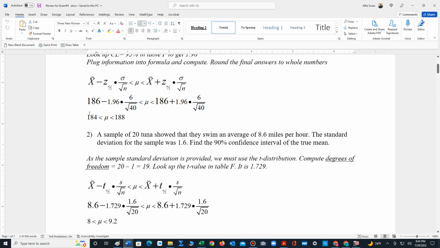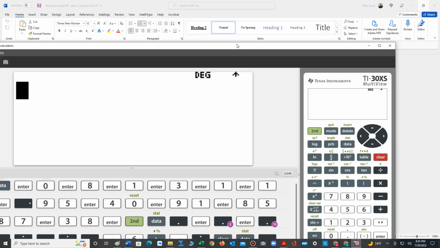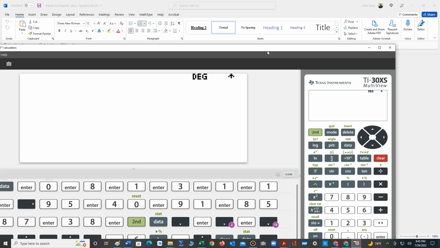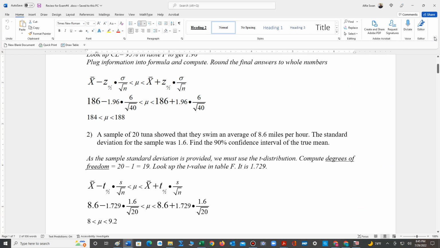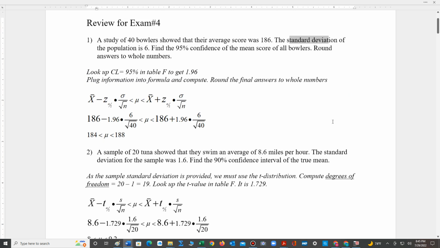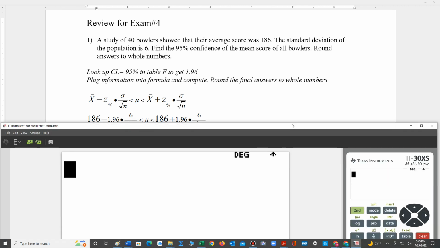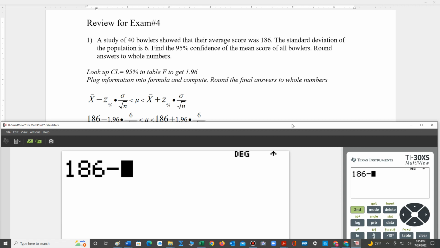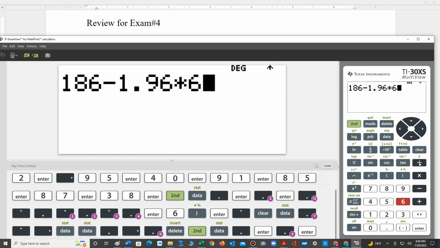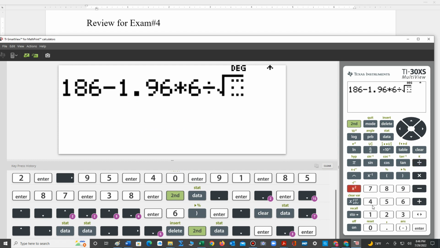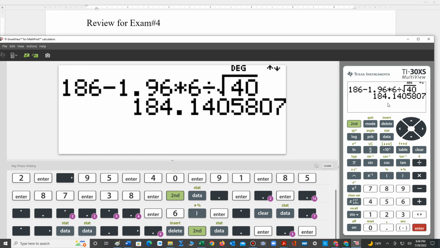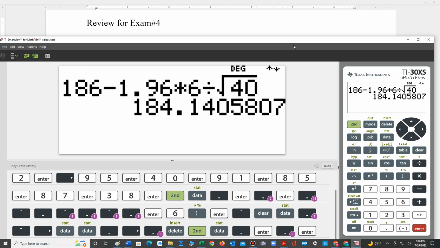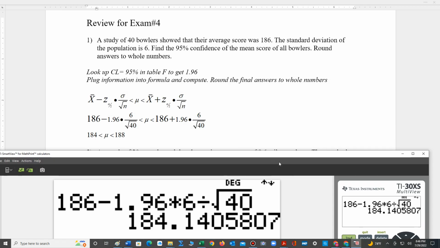I'll go ahead and just work out these values using a calculator. So we have 186 minus 1.96 times 6 divided by radical 40. We hit enter. We get 184.14. In the problem, they want us to round to a whole number, so we just rounded to 184.